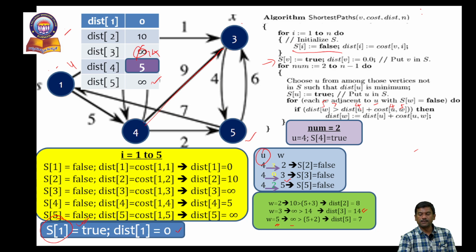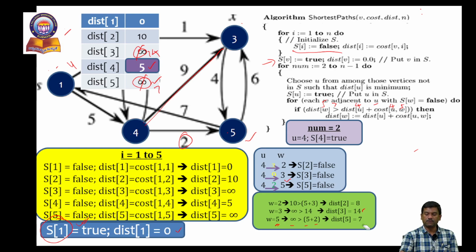So is infinity greater than distance of 4? What is distance of 4? That is 5, plus cost of 4 to 5. From 4 we can reach 5 with the edge cost equal to 2. That is 5 plus 2, that is 7. So infinity greater than 7 is a true condition, and that is what we are updating: distance of 5 to be equal to 7. Previously it was infinity, now it has been updated to 7.